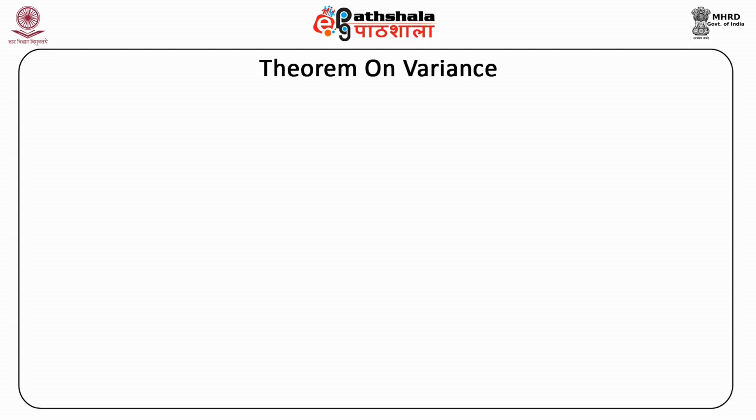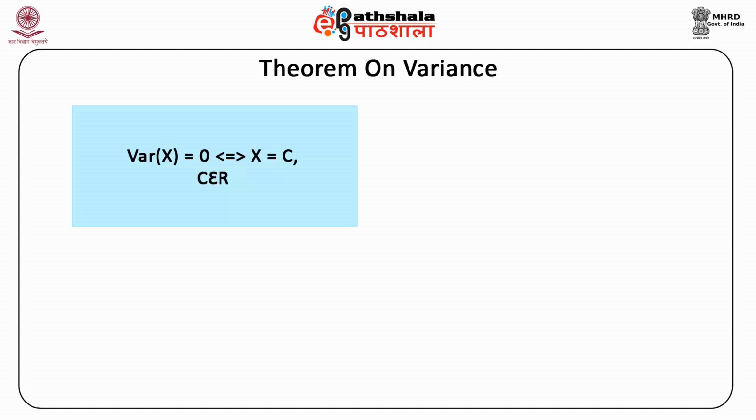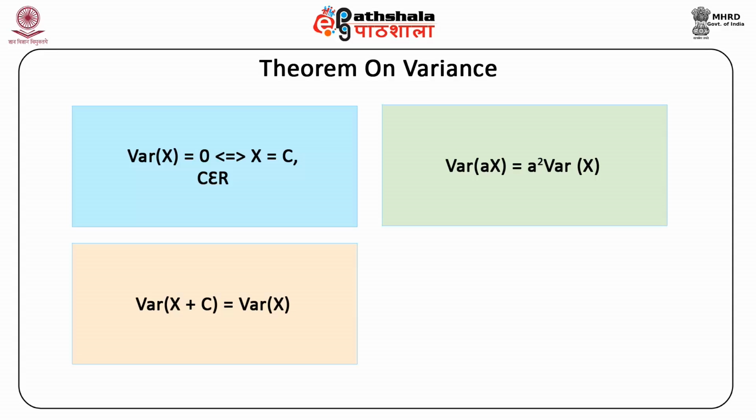Variance has the following properties. Variance of x is equal to 0 if and only if x is equal to c, c belonging to R. Variance of ax is equal to a square into variance of x. Variance of x plus c is equal to variance of x. Variance of x is equal to E of x square minus (E of x) whole square.